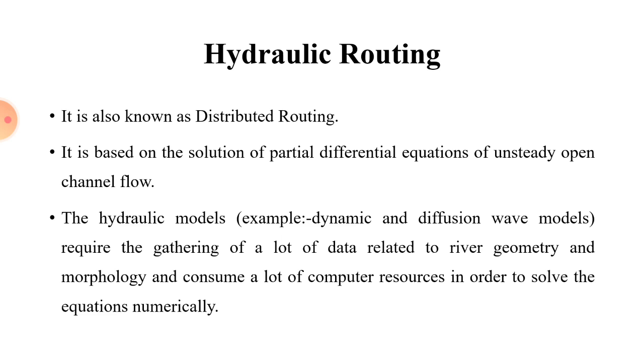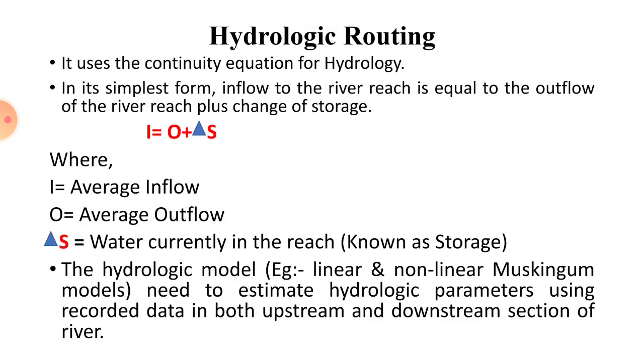Based on the equations, we can classify routing into two types. The first one, hydraulic routing. It's also called distributed routing. It's purely based upon the partial differential equations of unsteady flow. Already in the fourth module, we studied partial differential equations of unsteady flow. So this hydraulic routing is purely based upon those partial differential equations.